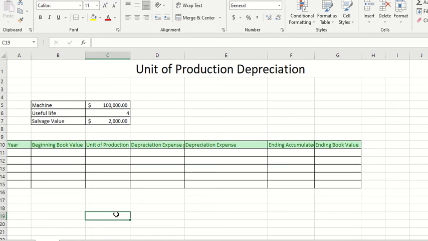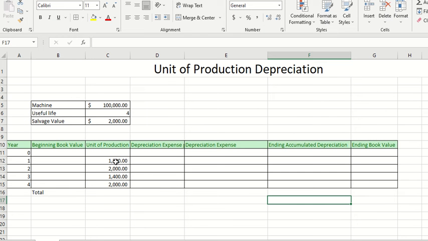Hello everybody. So today I want to talk about accounting. The topic today is about unit of production depreciation. So now I want to show you how to answer.